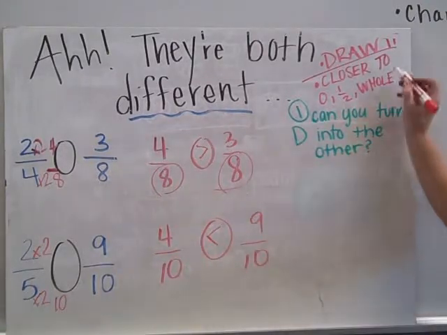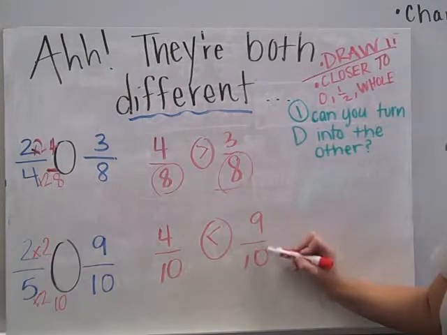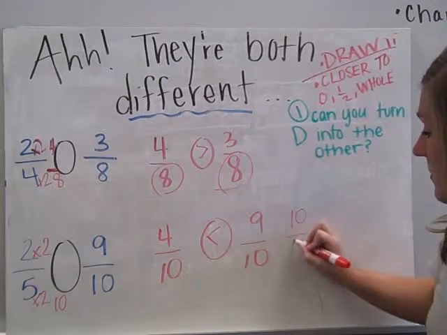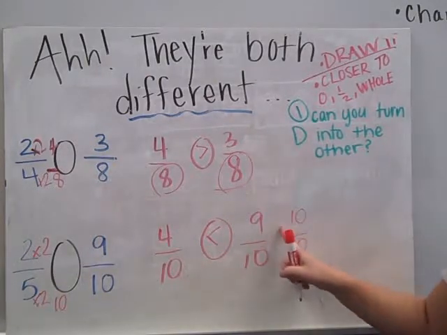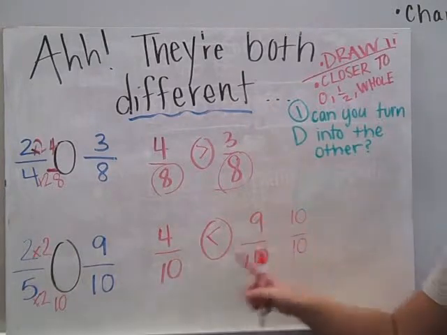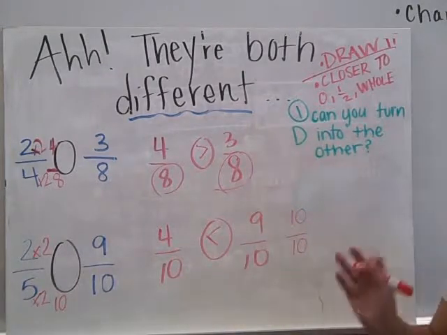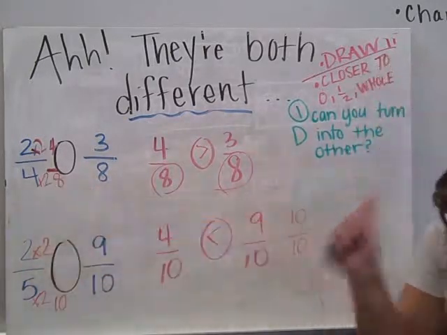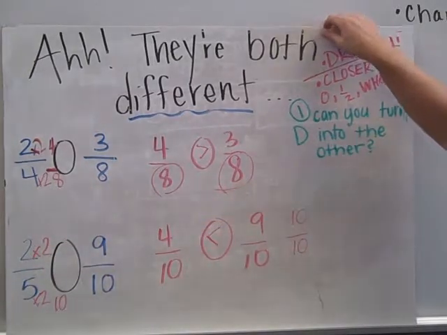The other thing, if you use this strategy, 9/10 is almost a whole, right? Because 1 whole would be 10 over 10, and it's almost there, it's only 1 away. Whereas 4/10, I have kind of a long way to go before I get to 10/10. So you can think about it a couple of different ways, but the multiplication will get you there foolproof.